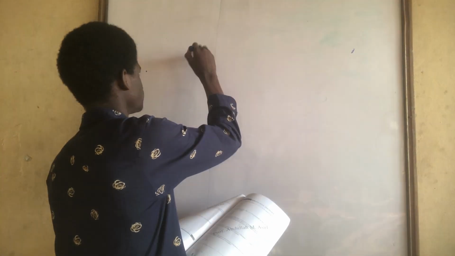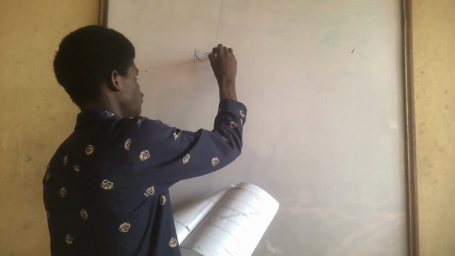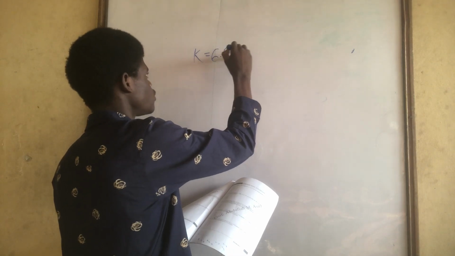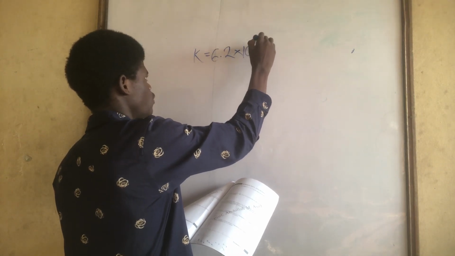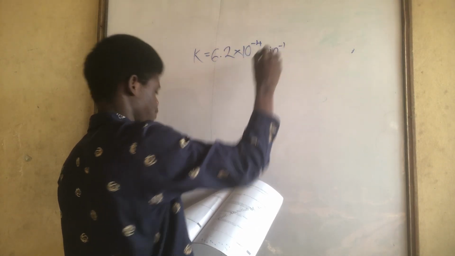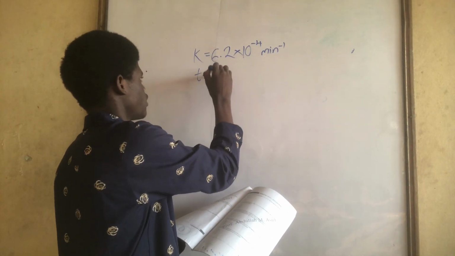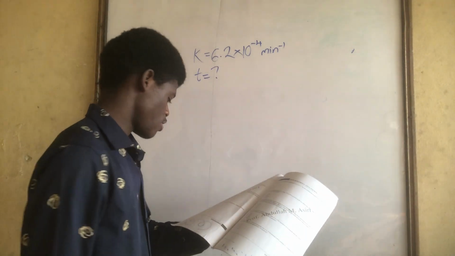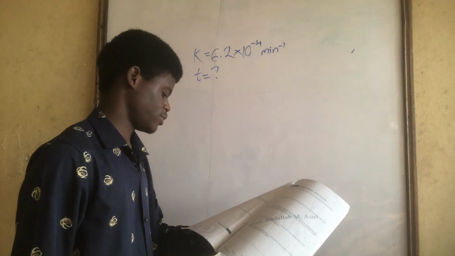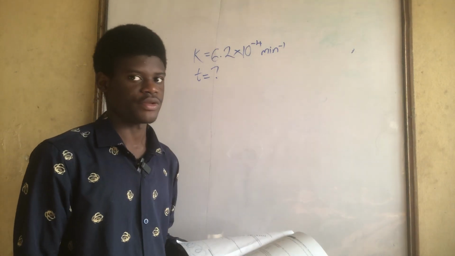Question 28. It said at 700 Kelvin, the rate constant K for the following reaction is 6.2 times 10 raised to power minus 4 per minute. How many minutes are required? They're asking us for the time. How many minutes are required for 20% of a sample of cyclopropane to isomerize to propene?